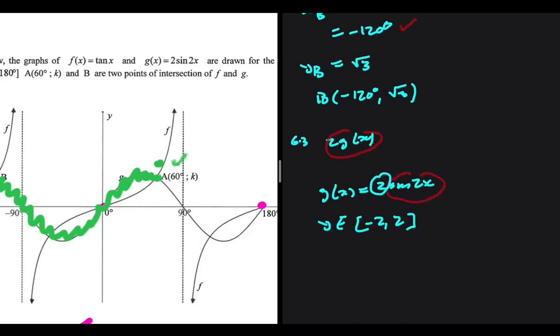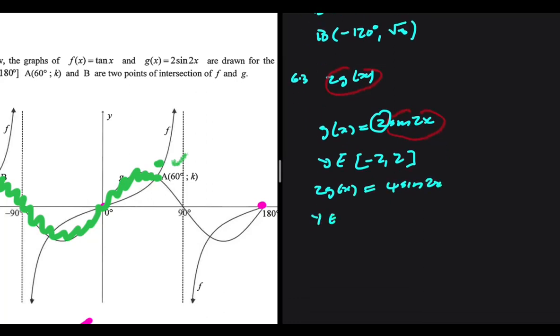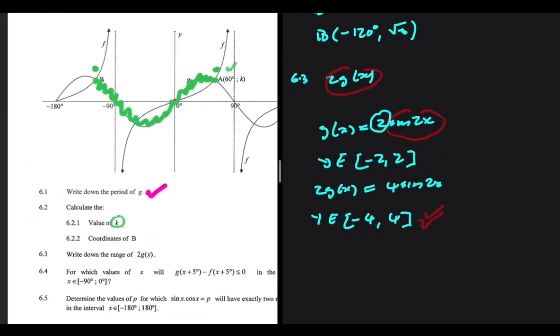So if we're looking at the range of 2g of x, which will be equal to 4 sine of 2x, then the range y will be an element of -4 to +4. And this right here is the range of 2g of x. We're just multiplying the range of g of x by 2. You can always use this technique with any other question that is looking for the range. You find the range for whatever function you're given, and then if it is 3 multiplied by that function, you just multiply the range by 3 in this fashion. That is 6.3. Let's go ahead and take a look at 6.4.